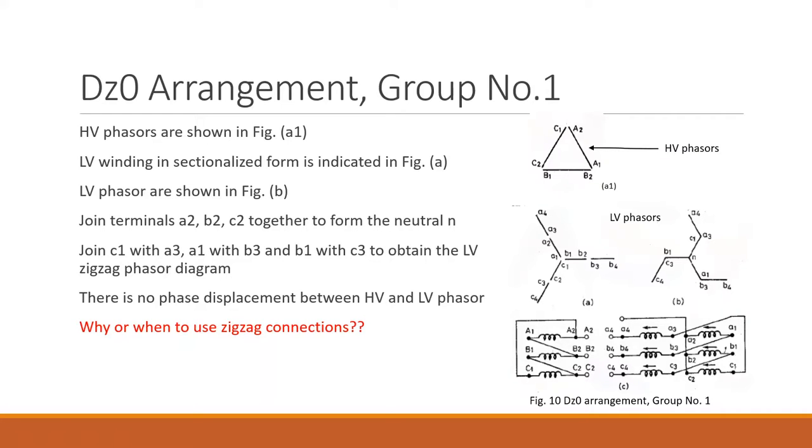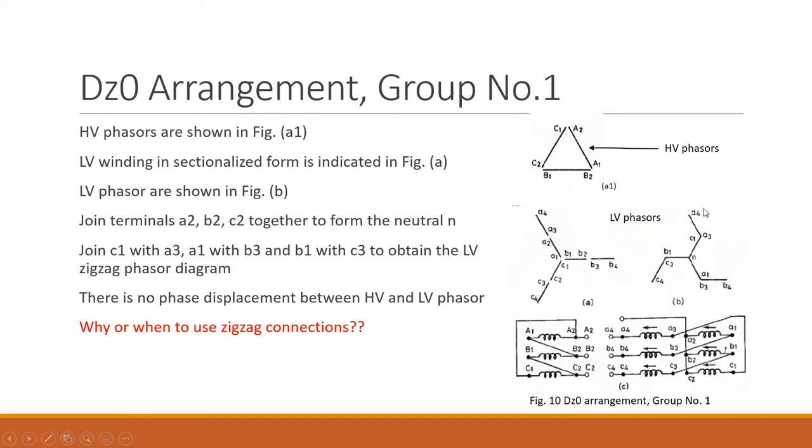Now what about the LV phasor? The LV is connected in zigzag fashion. So LV phasor you could see here in this diagram. In order to obtain the neutral point, we have to connect terminals A2, B2 and C2 together to form the neutral. And when we join C1 with A3, A1 with B3 and B1 with C3, we can obtain the zigzag fashion.